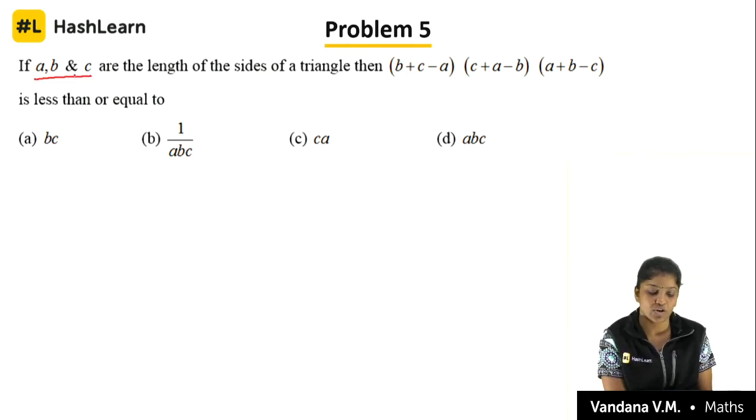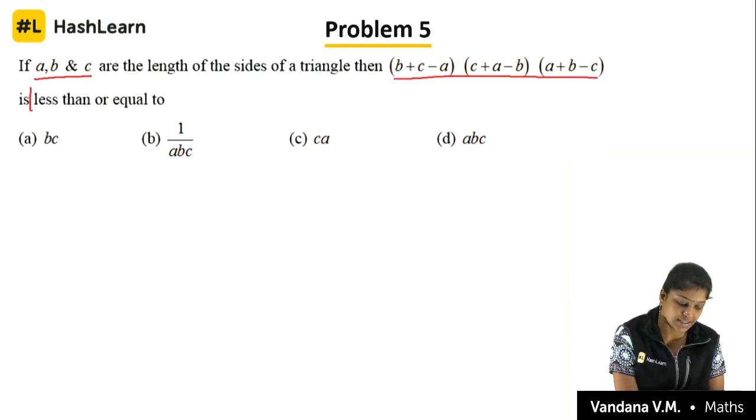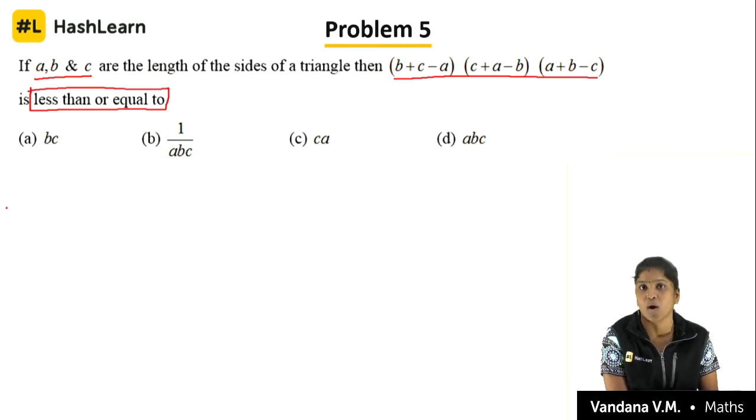a, b, c are the lengths of the sides of a triangle. So these are the sides of a triangle. Is less than or equal to... it is less than or equal to what? So it is a very tricky question. So please concentrate.